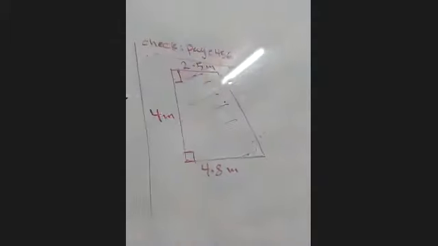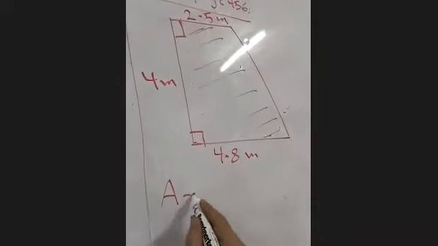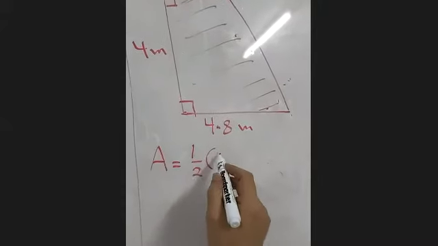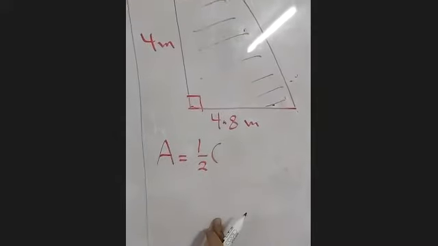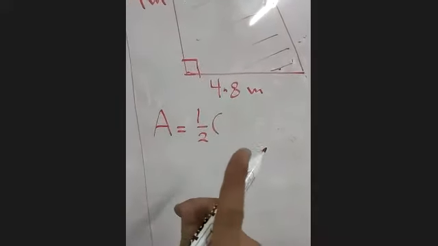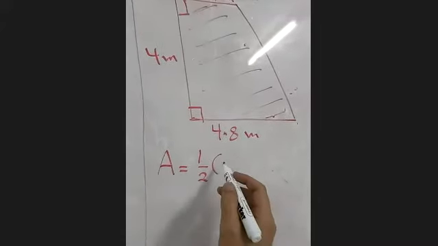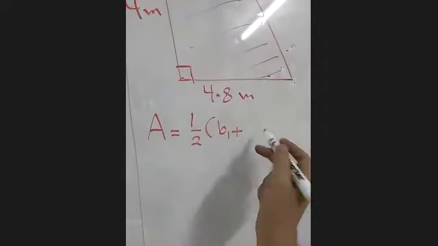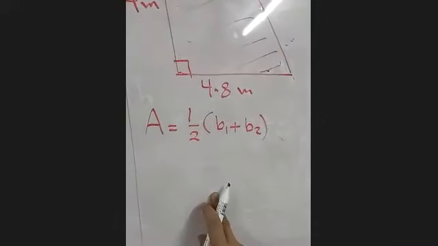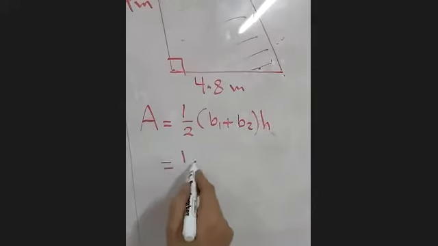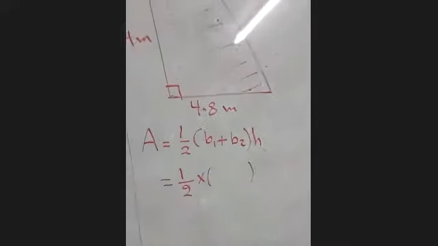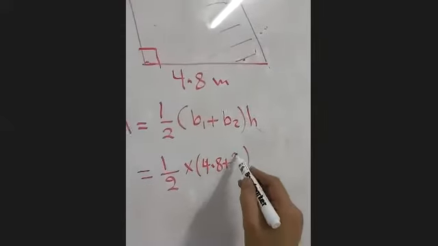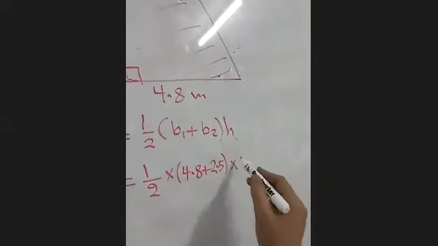A equals half multiply... Write the formula, Ziyad. Base 1 plus base 2, multiply the height. So A equals half multiply, 4.8 plus 2.5, multiply the height 4, right?